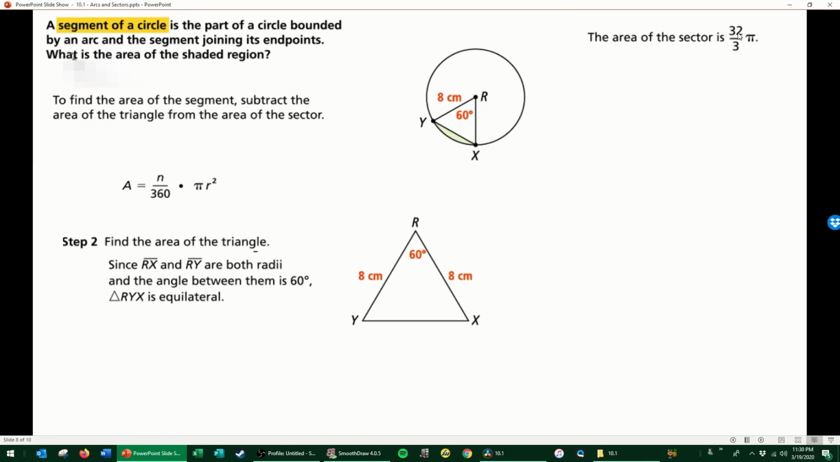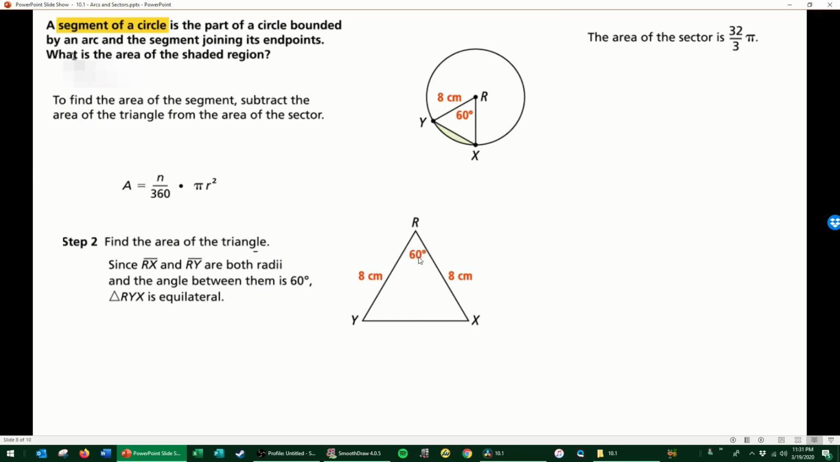And then to find the area of the sector, we get 32 over 3 pi. Then we find the area of the triangle. One of the nice things about this is, since this is inscribed or drawn inside of a circle, these will always be at minimum isosceles triangles. But let's look at some reasoning here. Since RX and RY, that is the two 8 centimeters here, are both radii, and the angle between them is 60 degrees, RYX is equilateral.